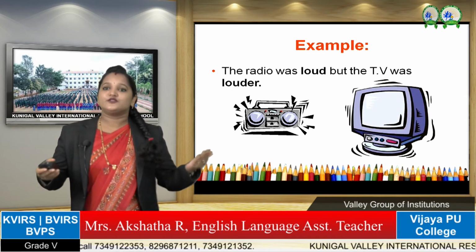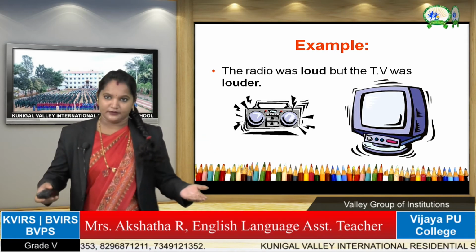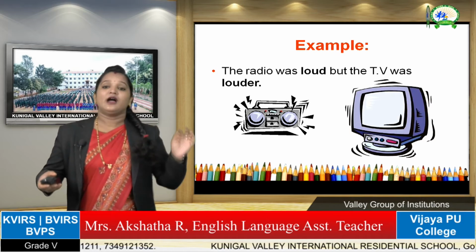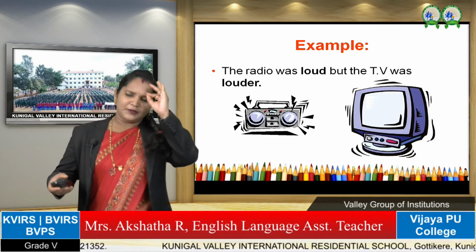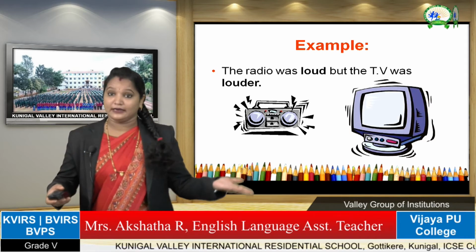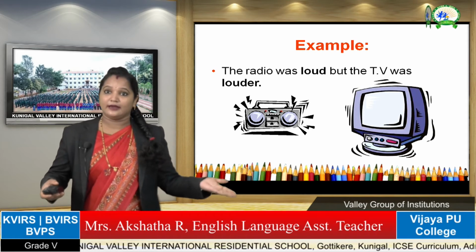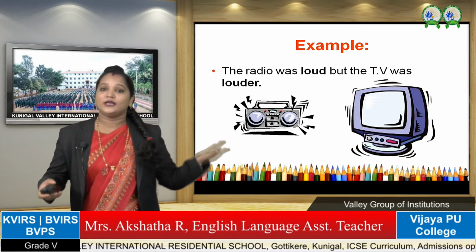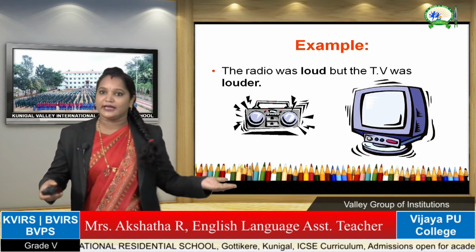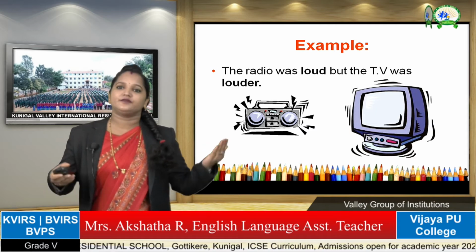The adjective which ends with ER is followed by than. After writing ER, compulsorily you have to write than, T-H-A-N, than. So bigger than, smaller than, taller than, louder than. So that is called comparative degree.